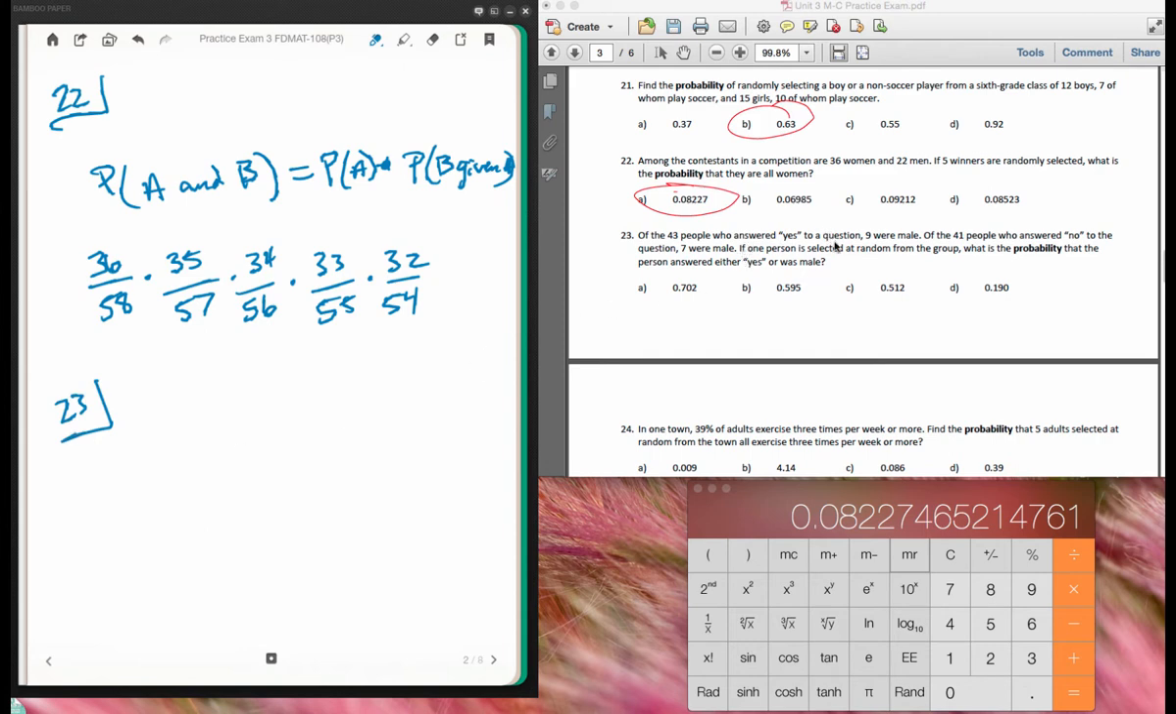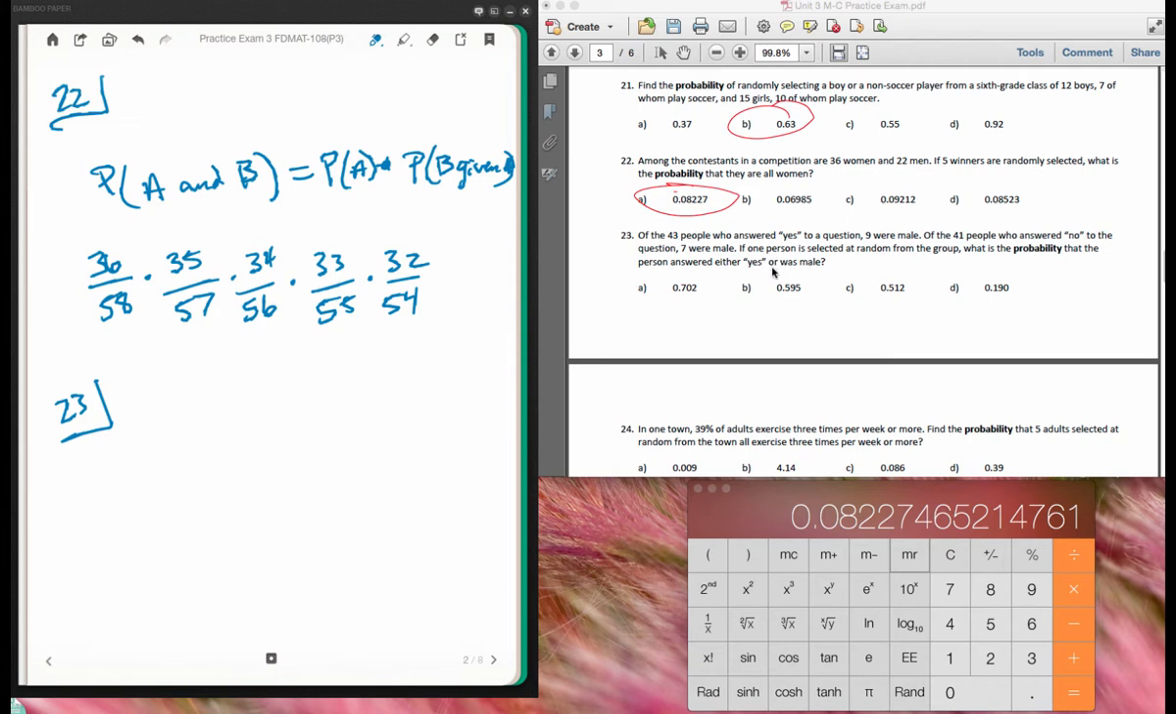43 people who answered yes to question 9 were male. Of the 41 people who answered no to question 7, 7 were male. If one person is selected at random from the group, what's the probability that the person answered yes or was male? So notice we are looking for an either or.